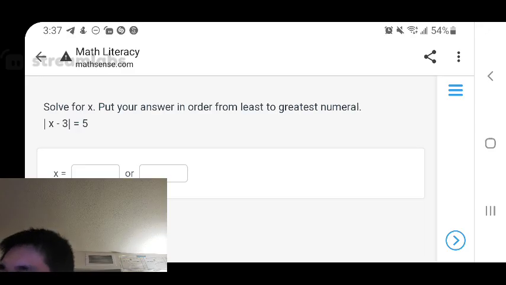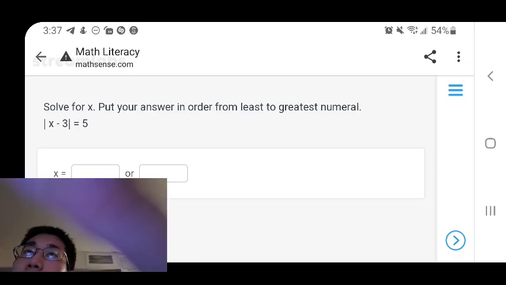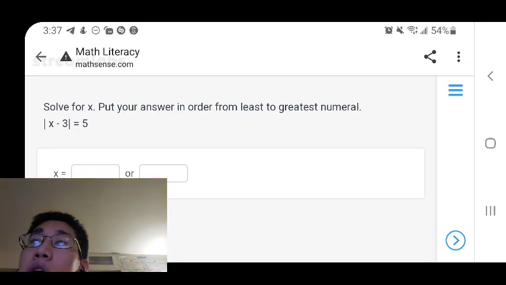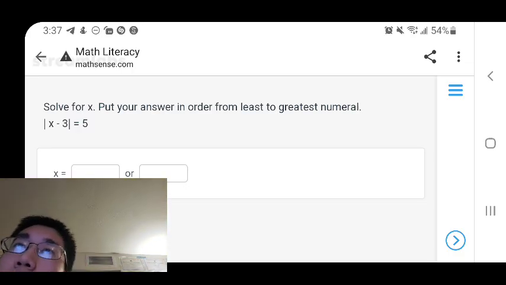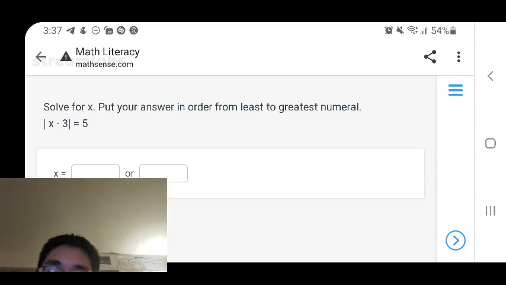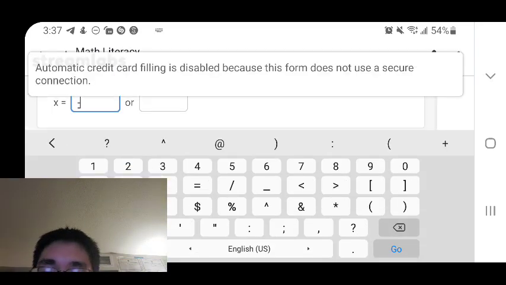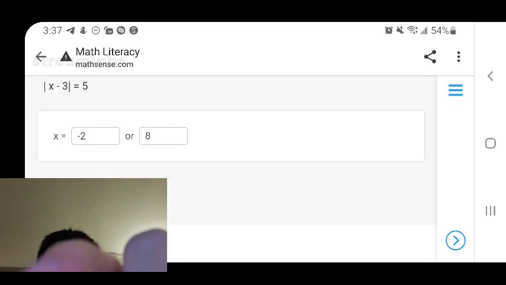Okay. So absolute value is always positive. So you do x minus 3 equals 5, and x minus 3 equals negative 5. So x is 8 or negative 2. So negative 2 goes first, and 8. Negative 2 or 8.